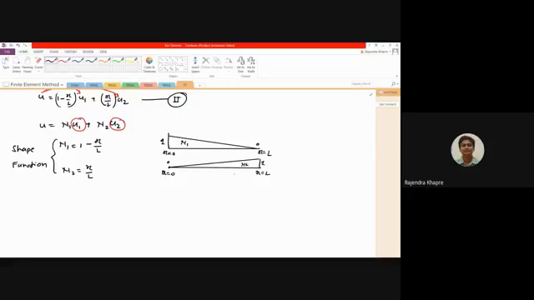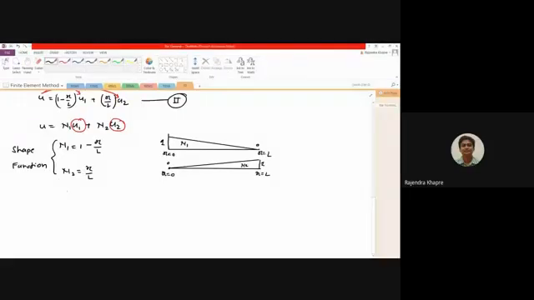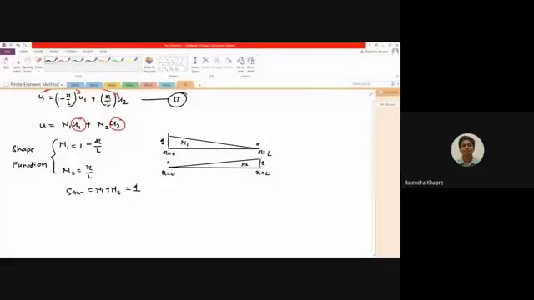There is one more property of the shape function: the sum of the shape functions, let us say n1 plus n2, is always 1. However many shape functions you have, whether n1, n2, n3, n4, if you go for the summation of all the shape functions, it is always 1.